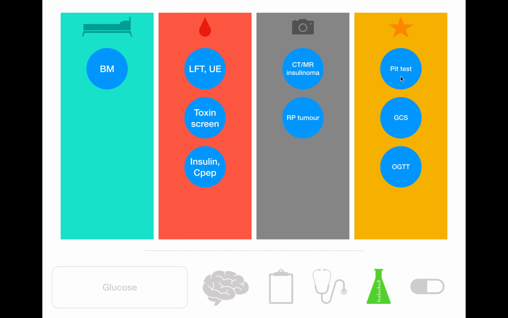If there's too much of that being produced, then they will be hyperglycemic, and if there's a deficiency, they will be hypoglycemic. So you can test the pituitary. You can also test general cortisol levels. You can do an oral glucose tolerance test, and you can repeat the other tests as well. And then don't forget A1C. So you don't just need to check blood glucose levels, you can do an A1C as well.